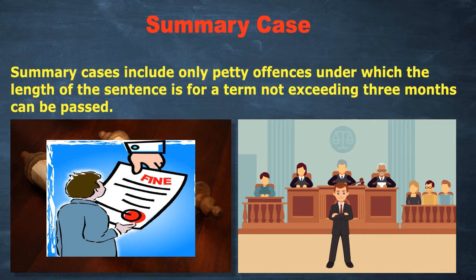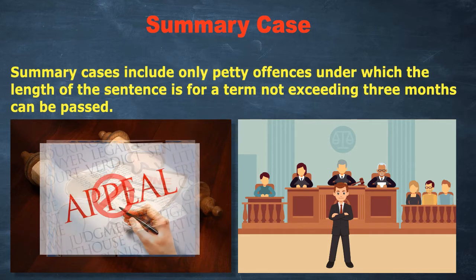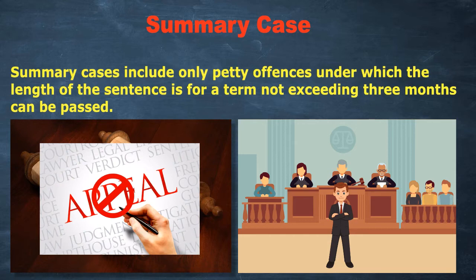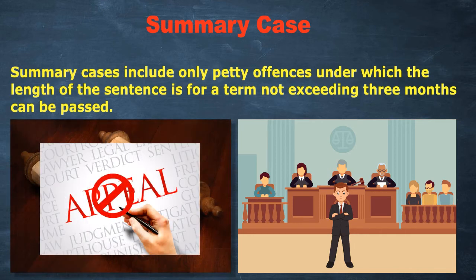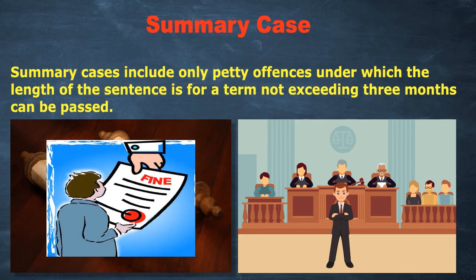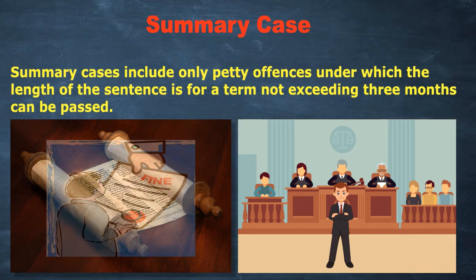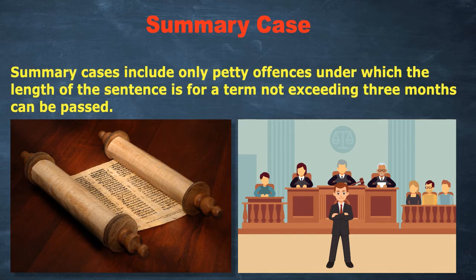If a fine of rupees 200 or less is imposed in such trials, then the accused has no right of appeal. So got this point? Summary cases are those offences in which punishment is not more than 3 months, the first point. The second point to pay attention to is, if the magistrate imposes a fine of 200 or less, then the accused has no right to appeal. So you have to pay that 200 rupees.